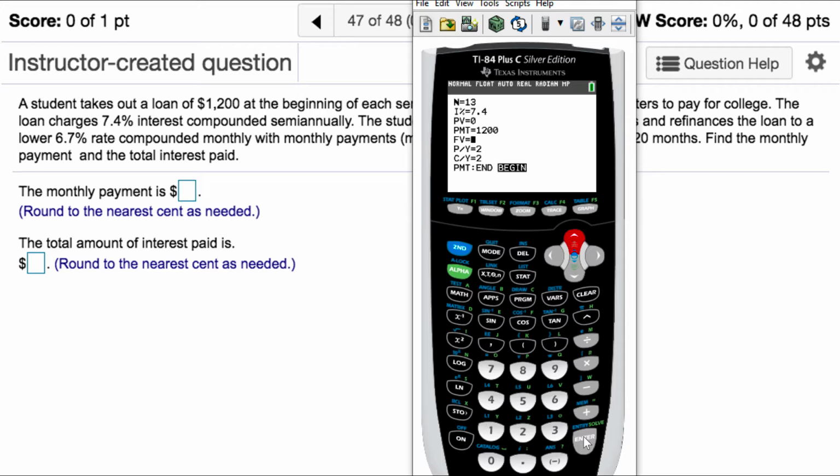So remember, present value and future value are named for what they are. Present value is something in the present. Future value is something in the future. So graduation is in the future for this student. So we want to solve for that.